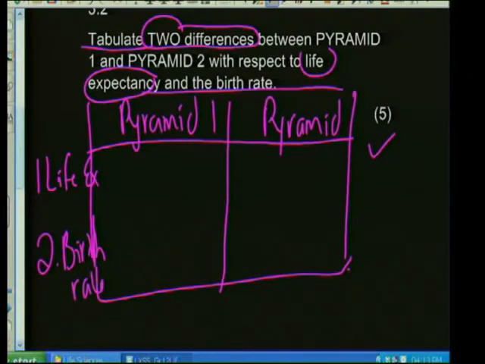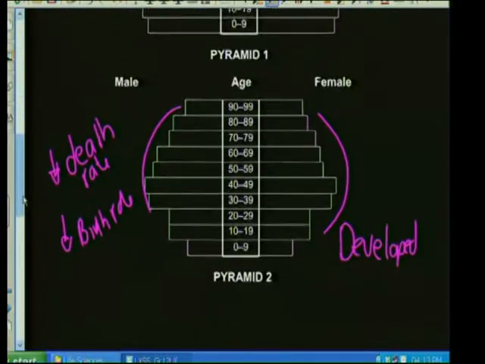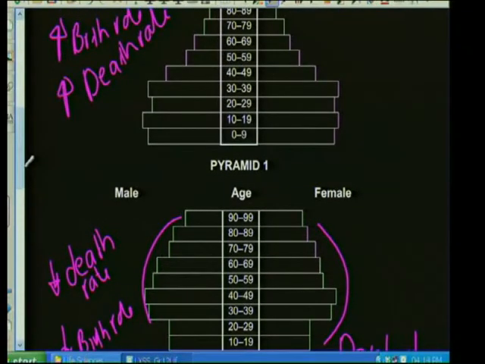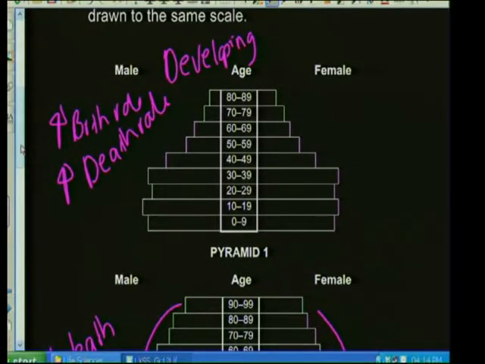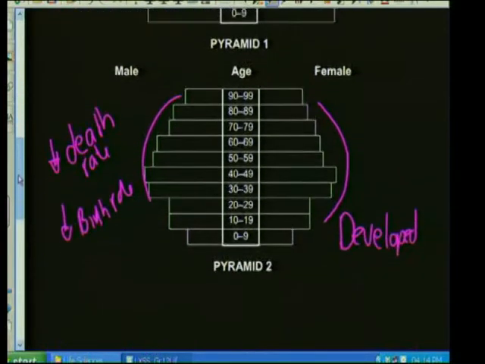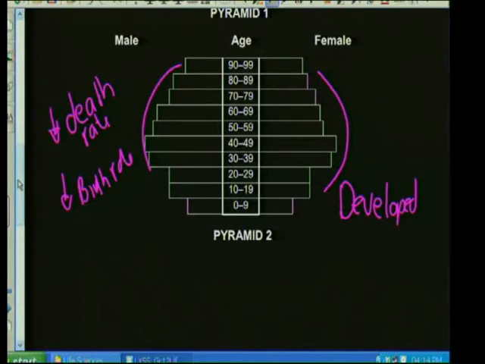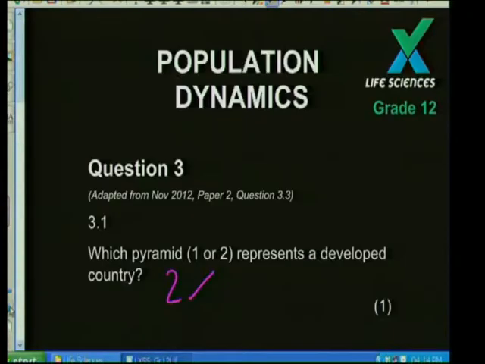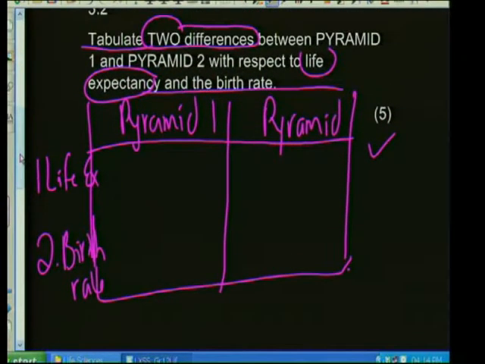If I go back once more to my graph, I think we already started looking at that. Developing: high birth rate, low life expectancy. Developed: a low birth rate and a high life expectancy. Now, when you tabulate, you must compare apples with apples.